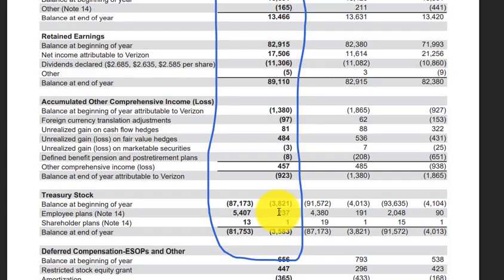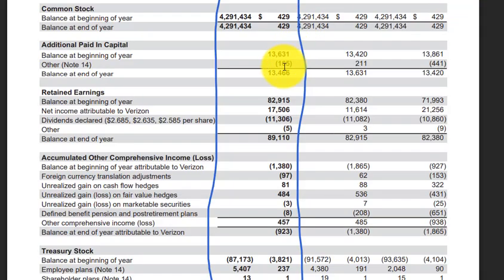Okay. Employee plans, which is often a way that they issue treasury stock. It means that they're selling more treasury stock. So those shares are no longer in the treasury. That's why it's less negative. That would be a credit to treasury stock. All right. And you can see this goes to the same note. This additional paid-in capital went down. Okay, that means there was a debit.